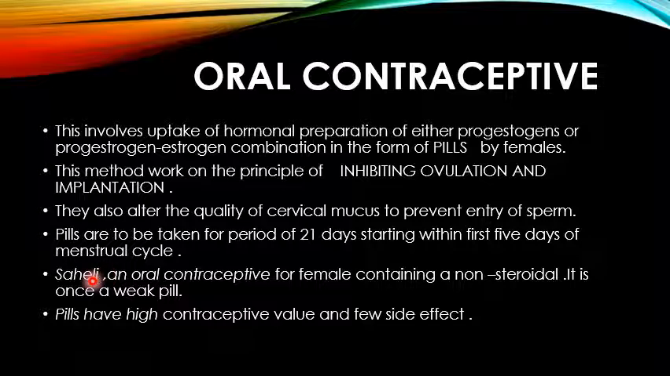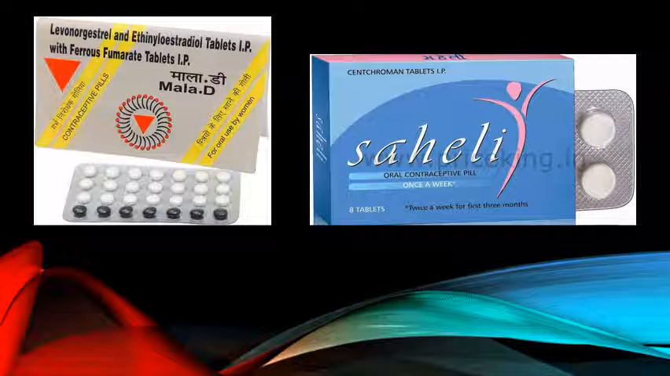Saheli, very important, Saheli, an oral contraceptive for female containing non-steroidal. It is once a week pill. So nowadays this is considered to be very important pills to be taken as a contraceptive. Why? Because that is non-steroidal and it has to be taken only once a week, not for 21 days as other pills are to be taken. Pills have high contraceptive values and a few side effects. Images, Mala-D and Saheli. So Saheli is to be taken once a week.